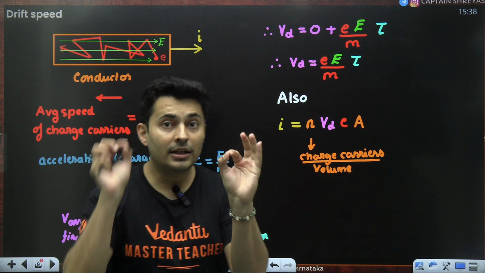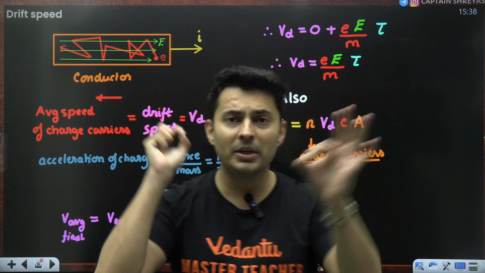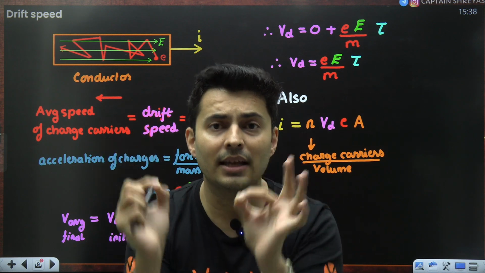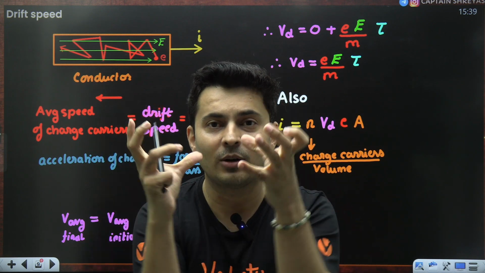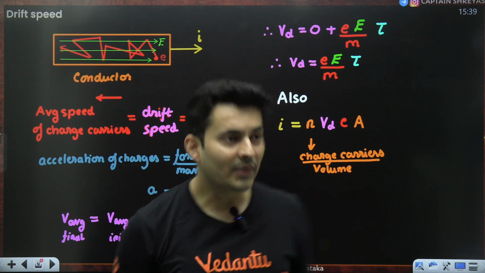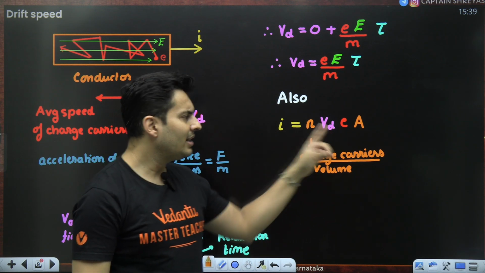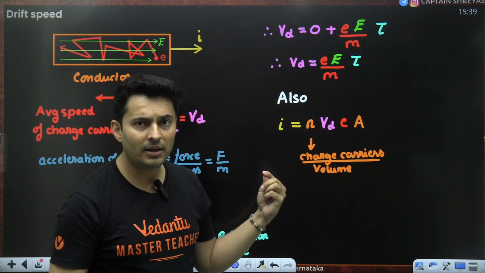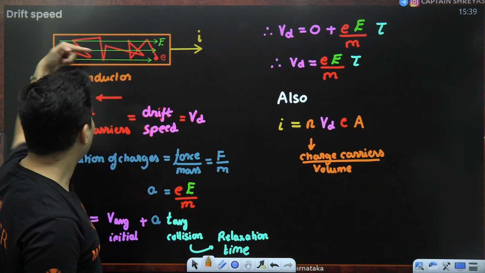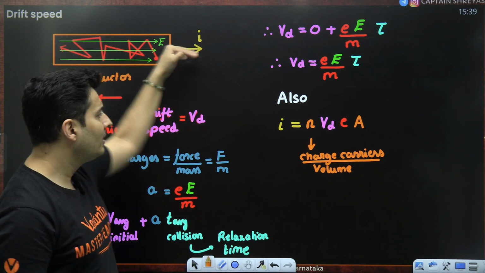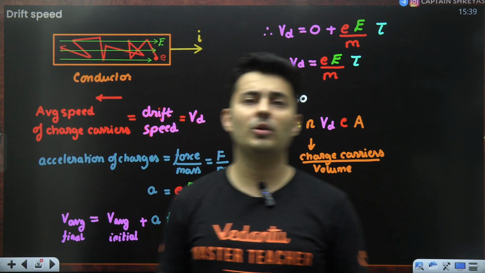What is n? See, in any conductor, there are so many charges. How many charges are there in 1 cubic meter, in unit volume? That is n. That is given to you, you don't have to break your head. e is standard 1.6 into 10 to the power minus 19. A is the area of the cross section. I is the current. I hope this point is clear.